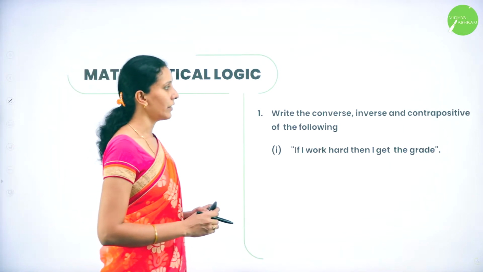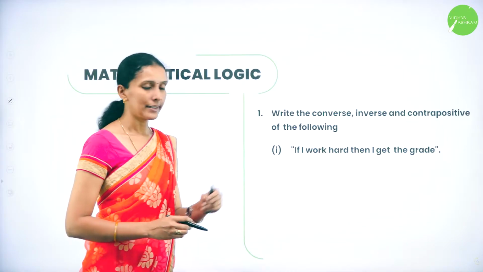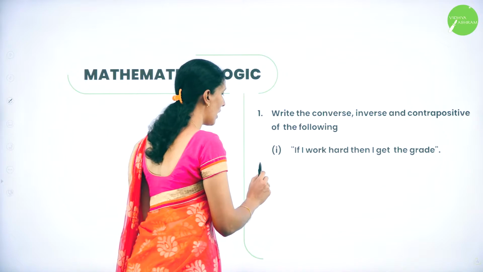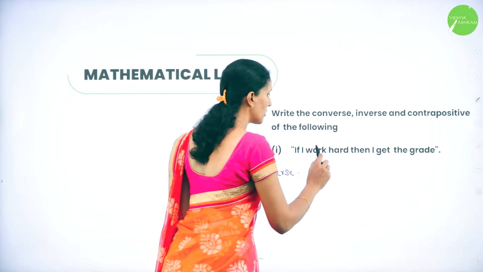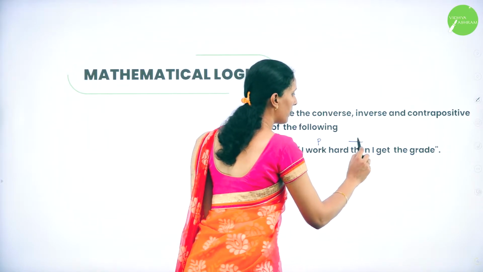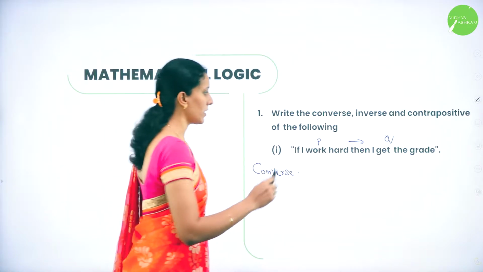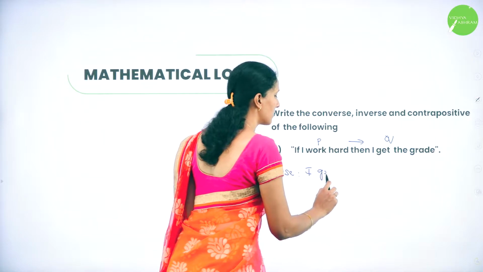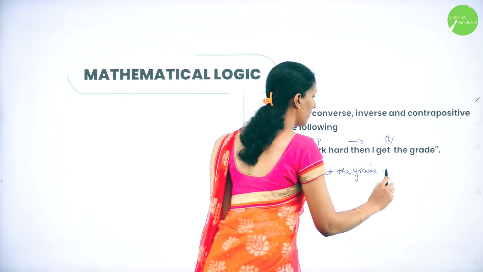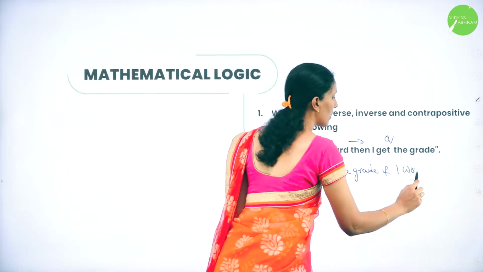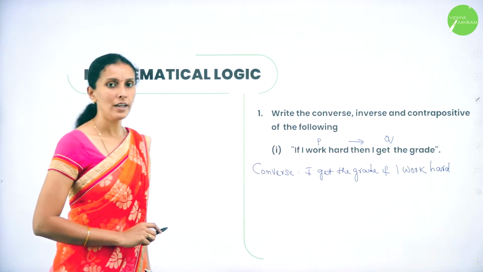Write the converse, inverse and contrapositive of the following. If I work hard, then I get the grade. So how to write the converse? If this is P implies Q, then the converse is Q implies P. That is, I get the grade if I work hard. So this is the converse of the given statement.